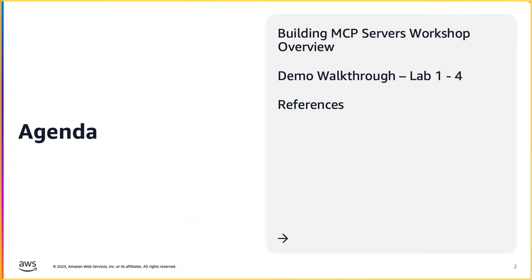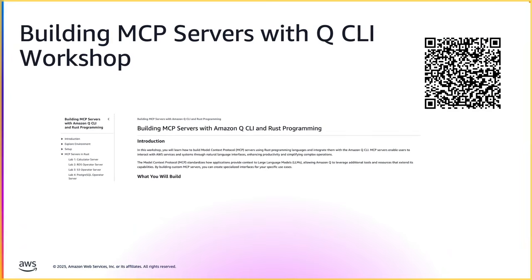We'll start with the MCP server workshop overview, and there are 4 labs that we will be walking you through in just a second, and finally conclude with the references. This is the workshop, and the QR code to access the workshop is listed in the top right of the screen. As I mentioned, there are 4 different labs in this workshop.